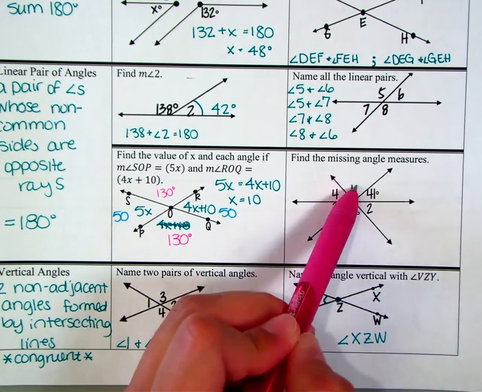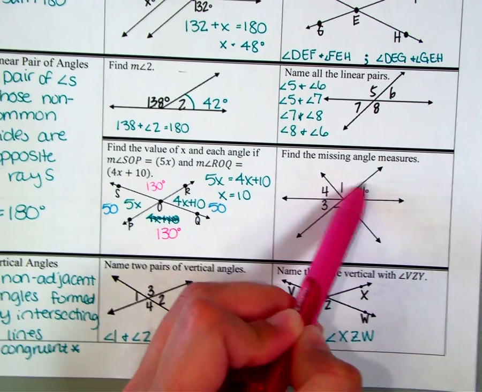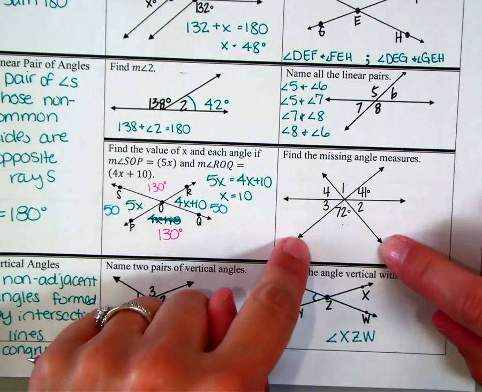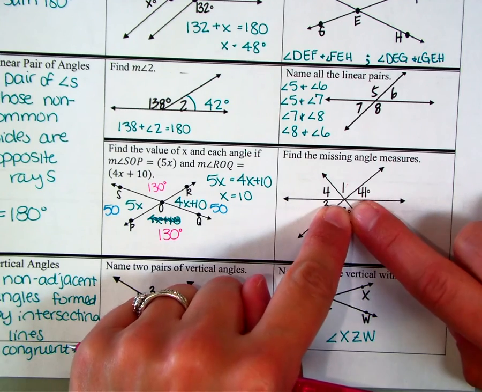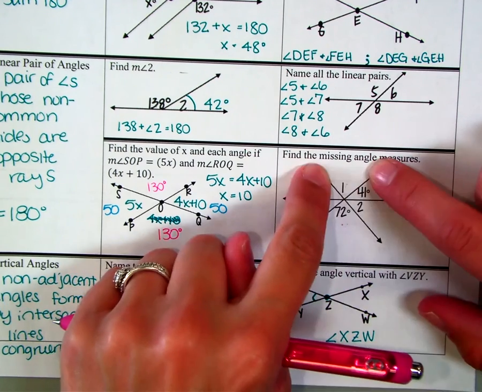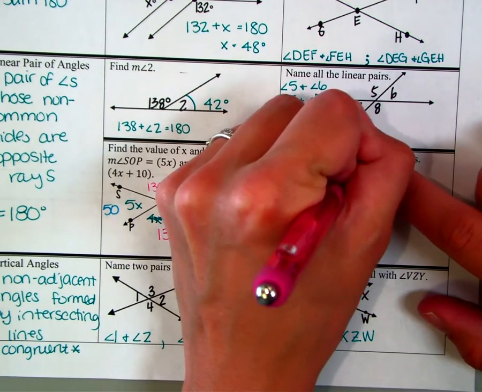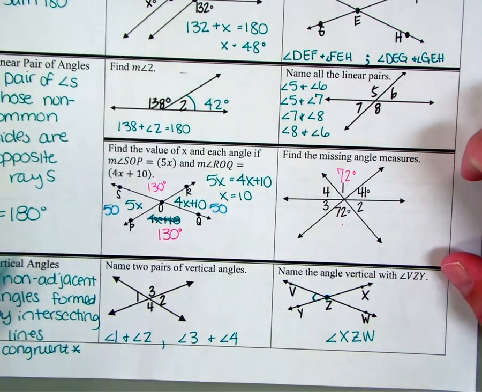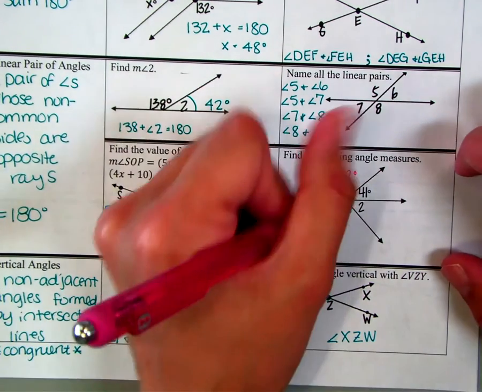If we look here, we've got 72 and 41. So using what we know about vertical pairs, if they are formed by two intersecting lines, 72 is made up of these two pieces, so the rest of those intersecting lines are here, so that means that angle 1 is 72 degrees, which means that angle 3 is 41 degrees.